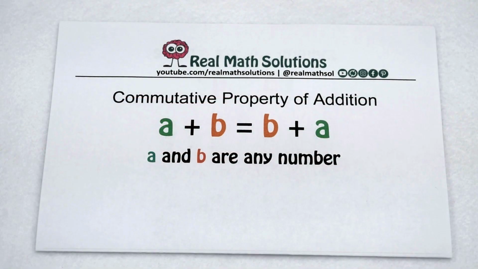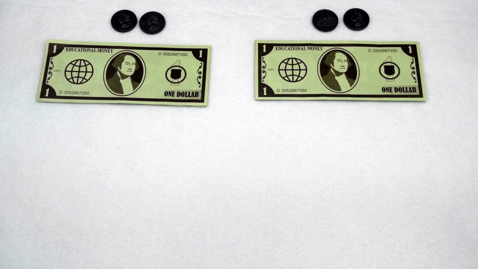We can write a general rule for the commutative property of addition. Let A and B stand for any number. This tells us that the sum of A plus B is going to be equal to the sum of B plus A. Let's look at the commutative property in terms of multiplication.